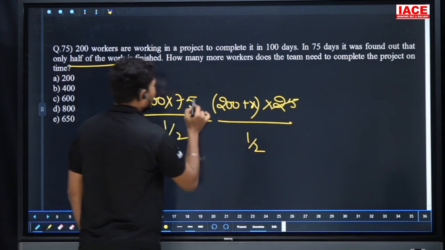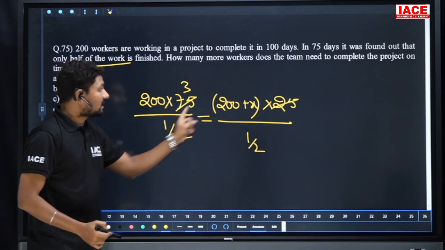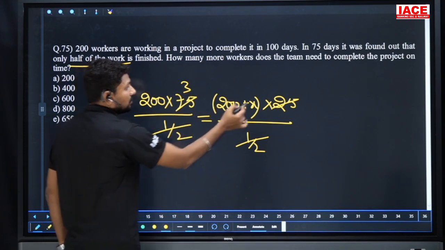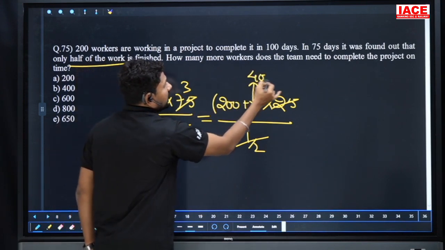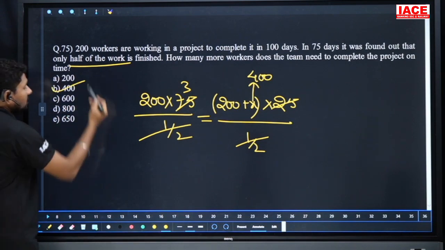Then here half of cancel. Then 25 to 75 three times. 200 into 3 is 600. 600 is equal to 200 plus x. Here the 1 by 2, here the 1 by 2 cancel. 600 is equal to 200 plus x means what is the number we can add? 400. Extra how many members are required? 400 members. Option B.